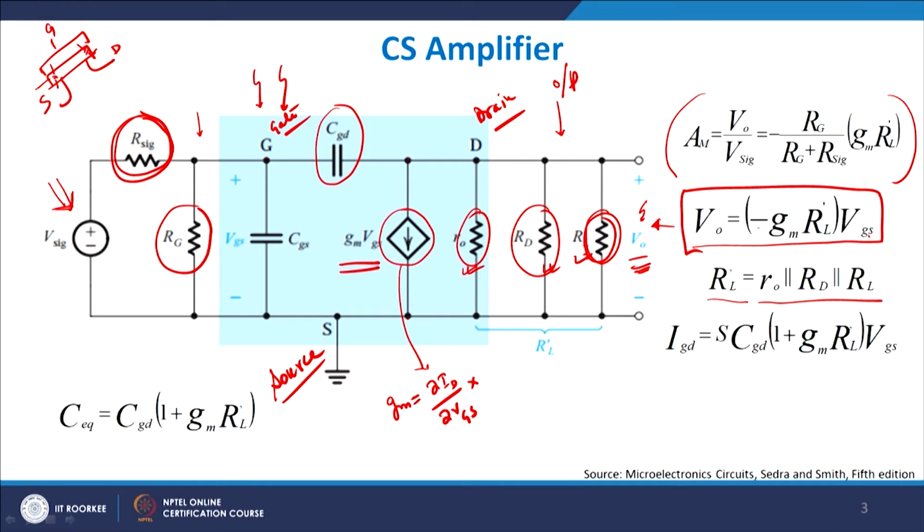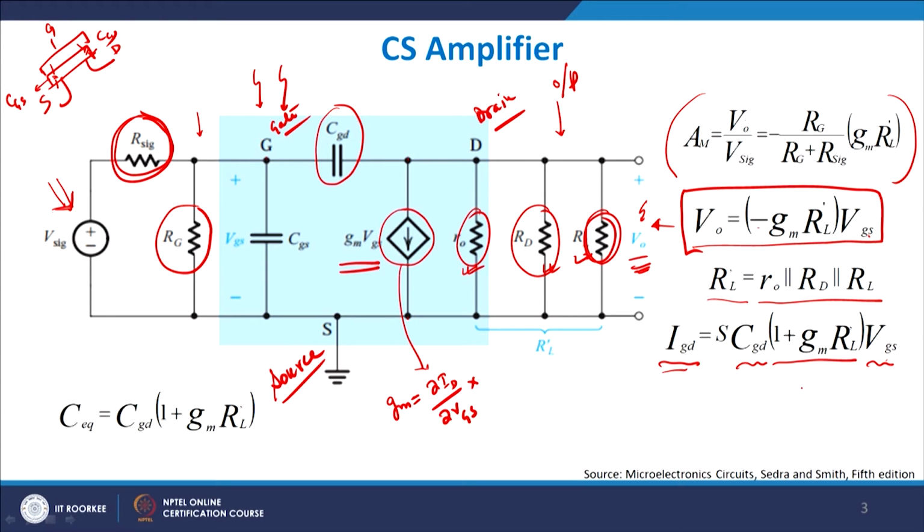This is CGS, and this is your CGD. So I have CGS and CGD capacitances across the two ends. Now, if you want to find the total current flowing through IGD, the gate to drain current, then because of the overlap capacitances it is basically CGD multiplied by VGS, but you also have a term 1 plus GM multiplied by RL prime.